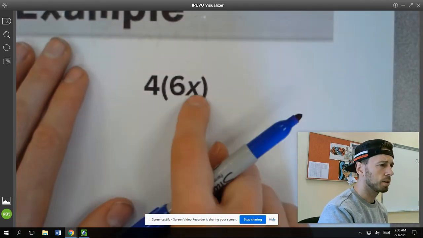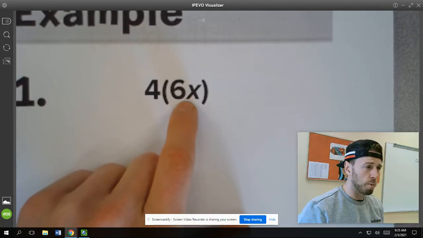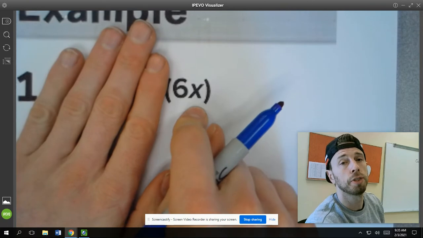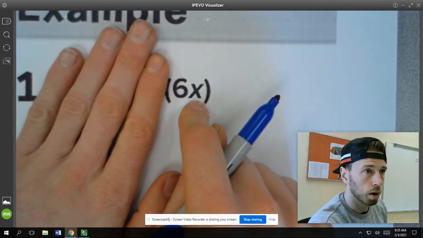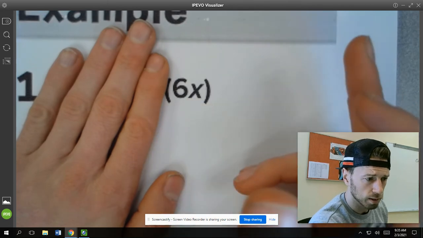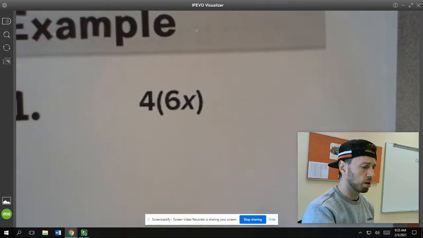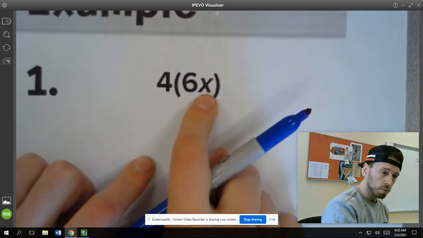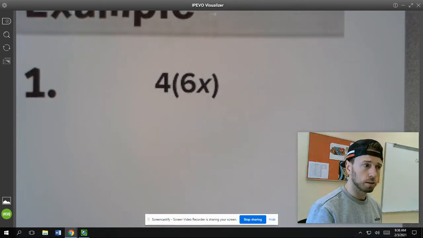4 times 6x. So imagine there's 6 x's in here, and we're going to multiply them by 4. If there were 6 x's in here and multiply that by 4, how many x's would there be? Well, 6 x's times 4 will be 24 x's, right? All those x's being added together in some big long line, but remember, we're not going to waste our time writing that. We would just write 24x, right? 6 x's times 4 would be 24 of them, so 24x, right?